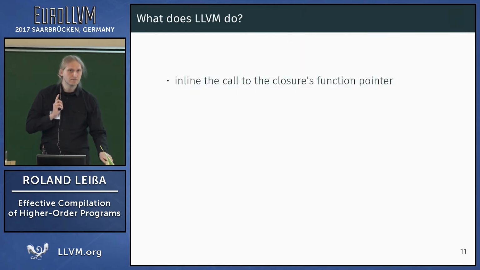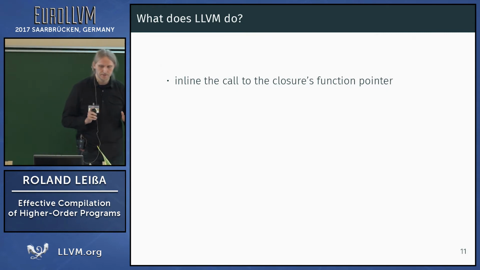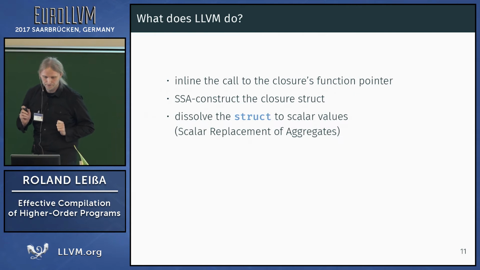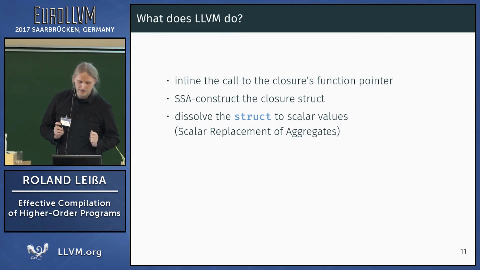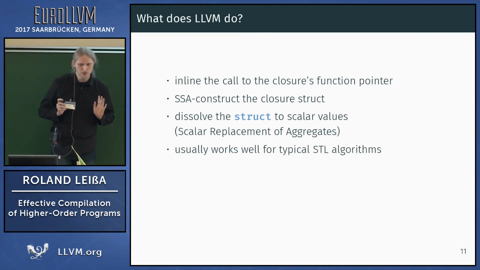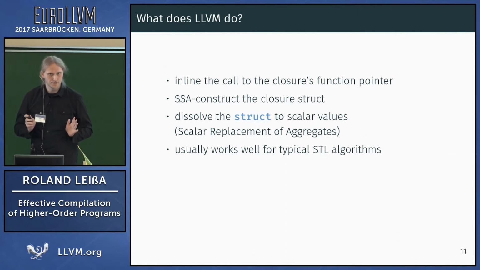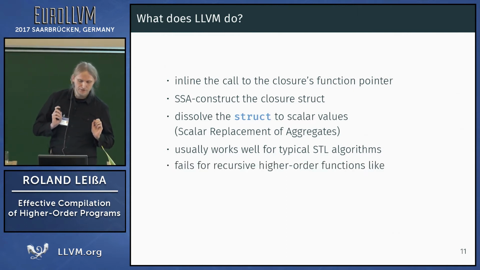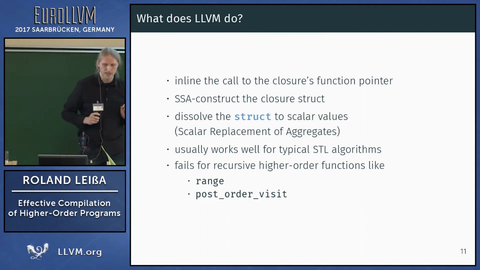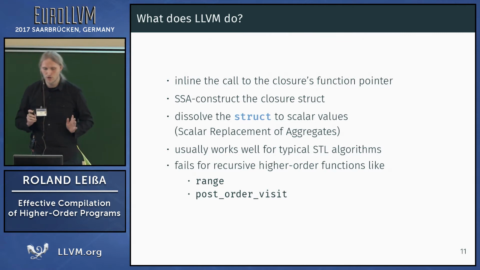So what does LLVM do in order to get rid of closures? LLVM tries to inline the closure's function pointer and then SSA-construct all those structs and free variables using mem-to-reg and scalar replacement of aggregates. And this works well for typical STL algorithms. But if you have higher order recursive functions like the range function or the post order visit I had in the introduction, it doesn't turn out to work that well.